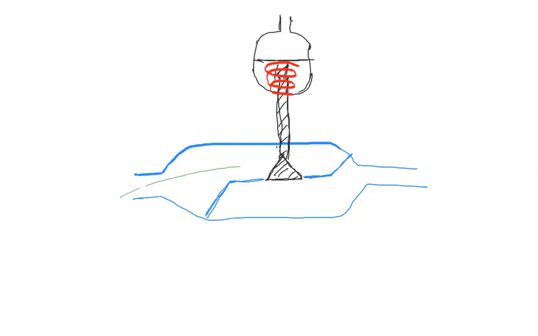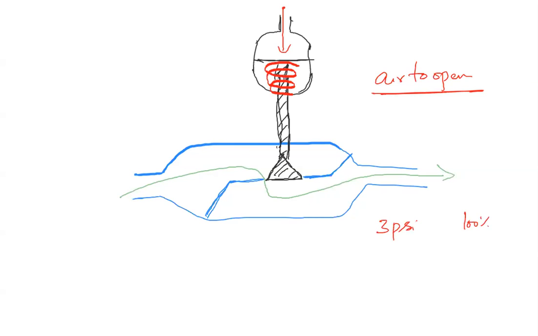The flow will be something like this. This is air to open type. So if the air pressure increases, the valve opens. Air to open. That means at 3 psi the valve is 100% closed. So whatever I have drawn is now the 3 psi position. Suppose you go to 15 psi, then the valve will go to 100% open.